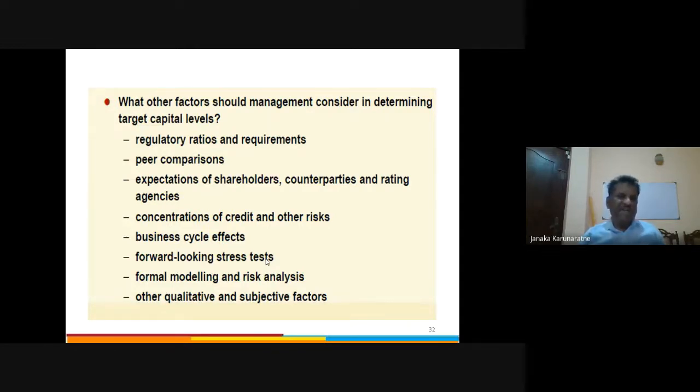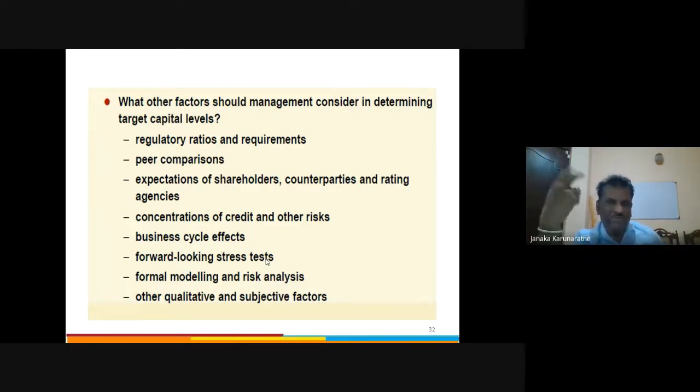Concentration, credit, and other risks, which we discussed, and the business cycle effects. This is the most important thing. What will happen to the business cycle? What will happen to the bank as a result of business cycle effects? The booms are there, the risk appreciations are there, and these will change over time. Then the forward-looking stress test.